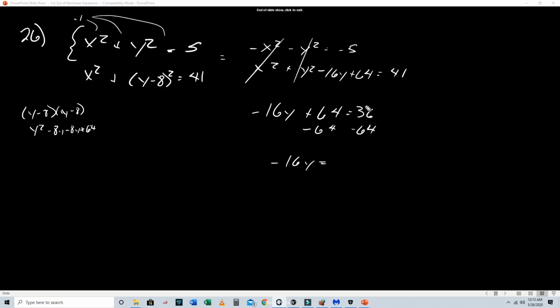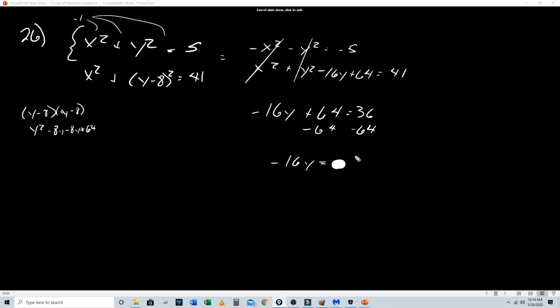That's why I'm checking to make sure I got it right. Let's see here. Negative 5 plus 41 is 36. Negative 16, because that is y minus 8 squared. So negative 16, positive 64, yeah. Subtract over gives you negative 28.